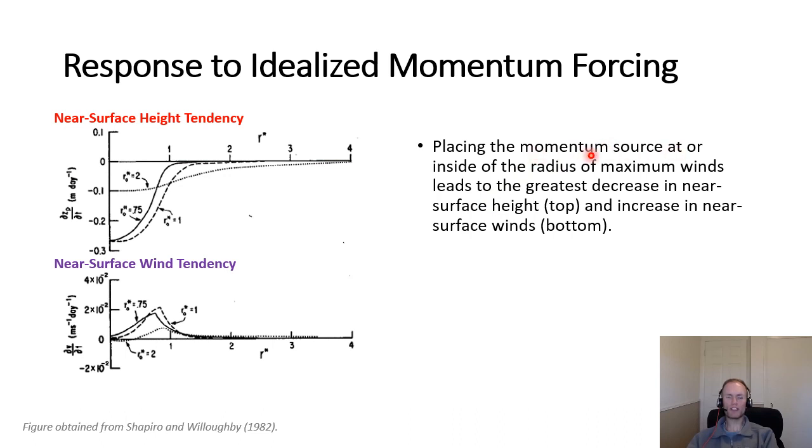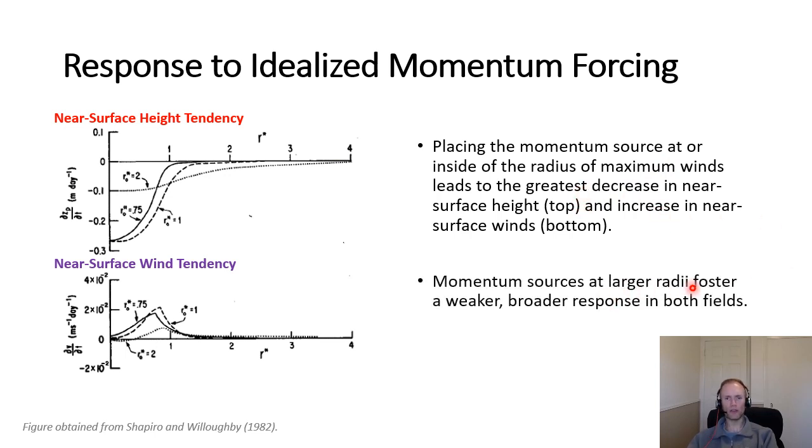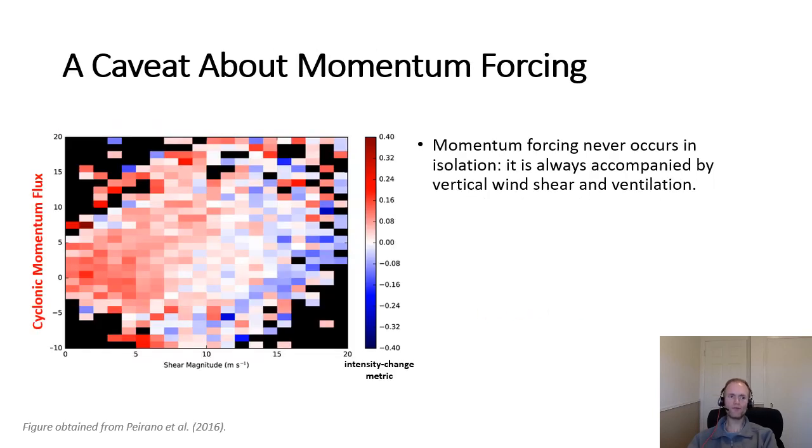So if you place a momentum source at or inside of the radius of maximum winds, you get the greatest response, reduced near surface height and increased near surface wind speeds here. If you put them at larger radii, you get a weaker, broader response in both of those fields. However, the caveat, unlike for heat sources, which do have observational and numerical modeling support, there is not the same for momentum sources. Momentum forcing never occurs in isolation. It is always accompanied by vertical wind shear and ventilation of cooler, drier environmental air into the cyclone.